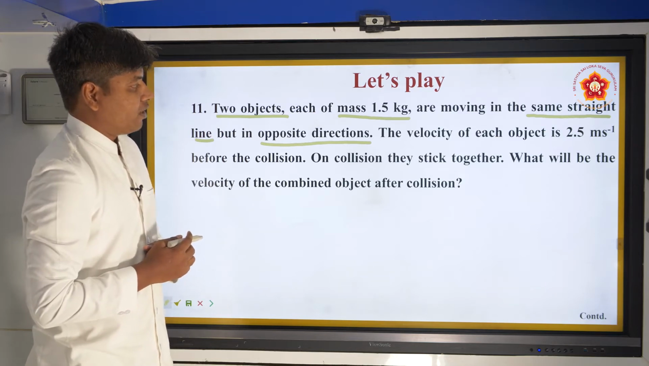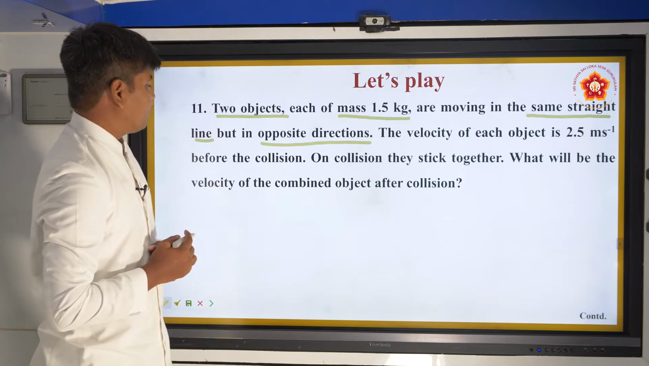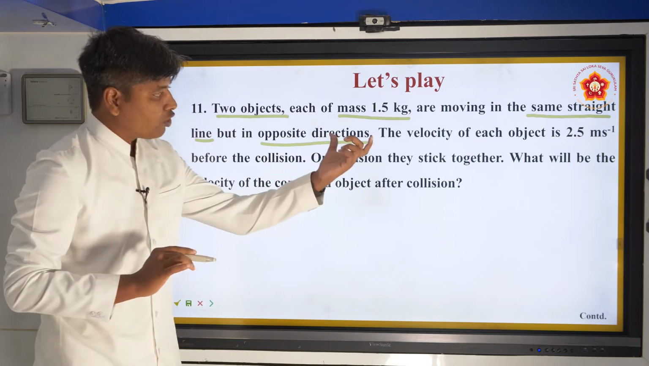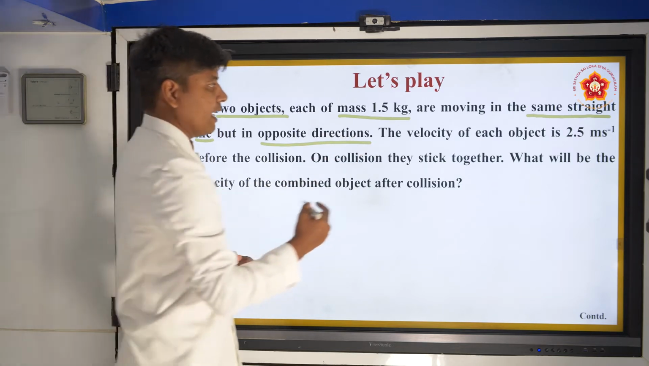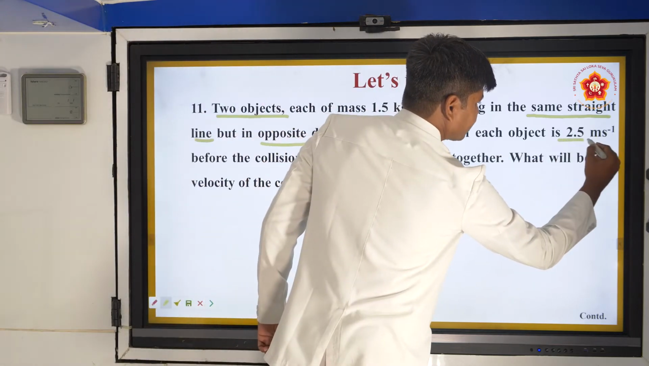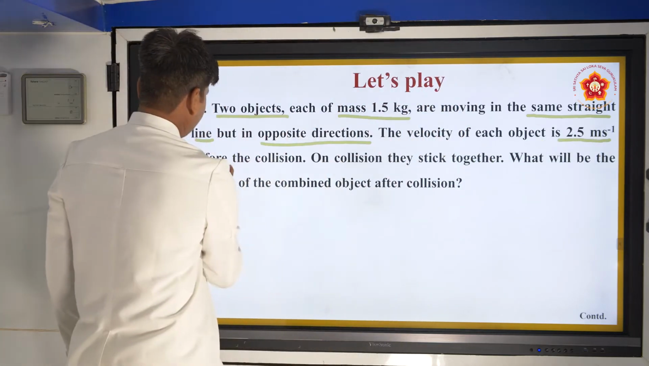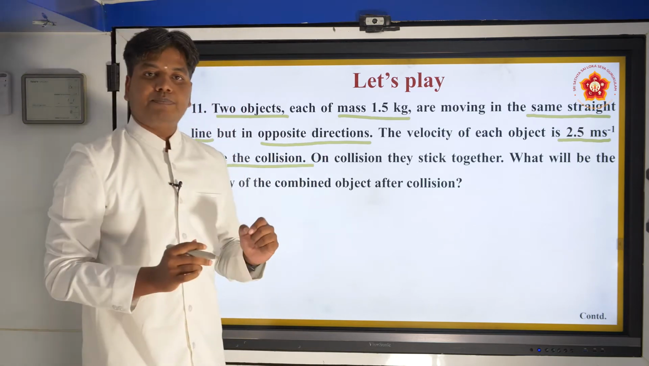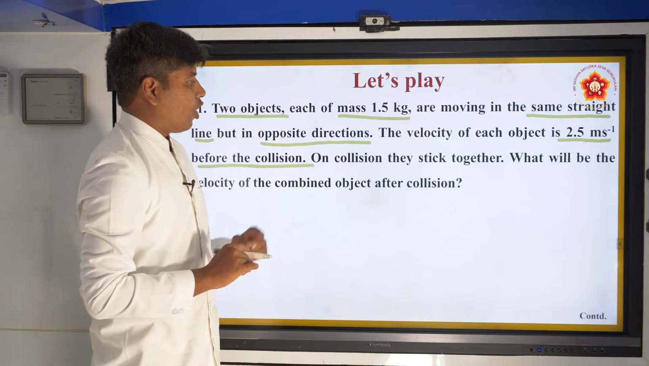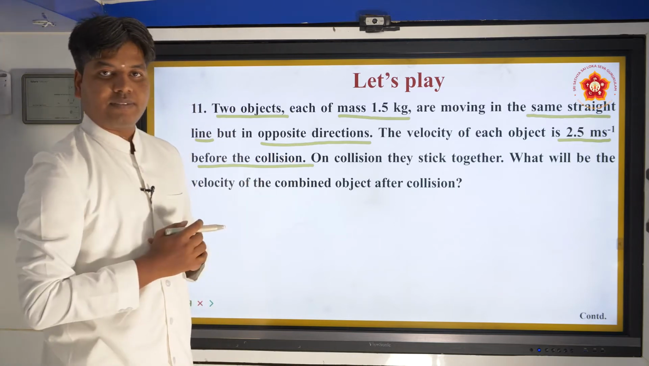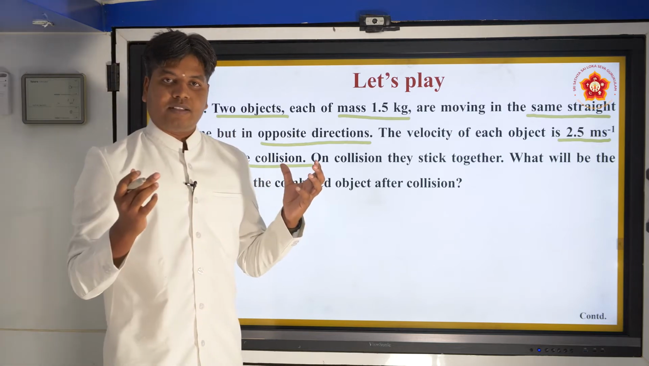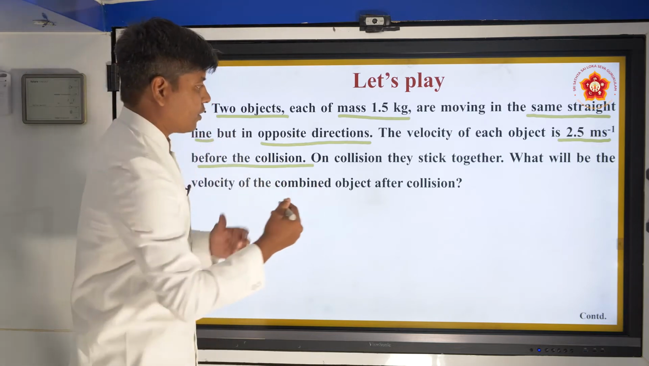The velocity of each object is 2.5 meter per second before the collision. So before the collision, the velocity of the masses are also given. Each is having the same velocity, that is 2.5 meter per second. That is before the collision. On collision, they stick together. After collision, they don't fall apart. They don't go apart. They stick together.